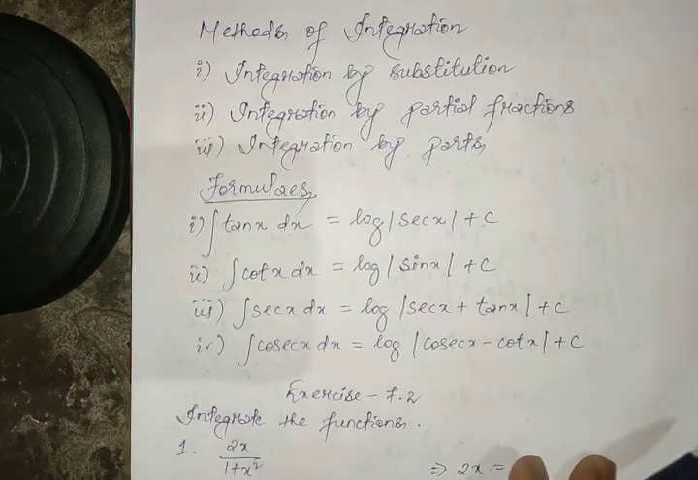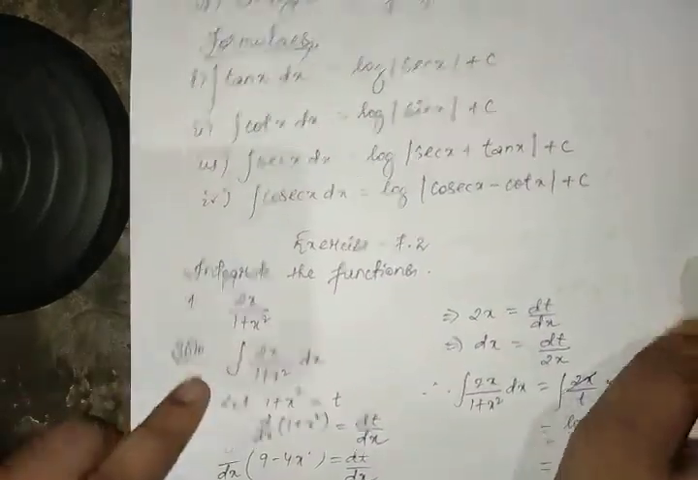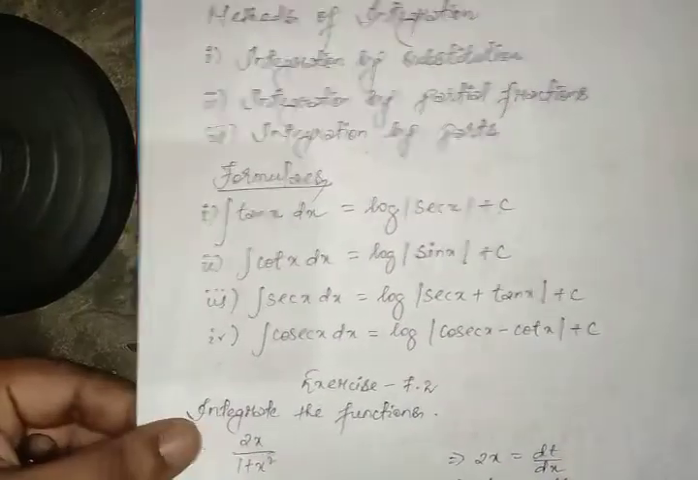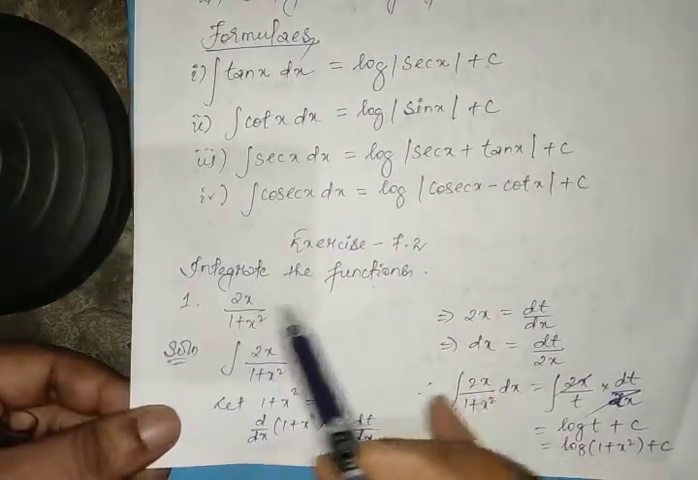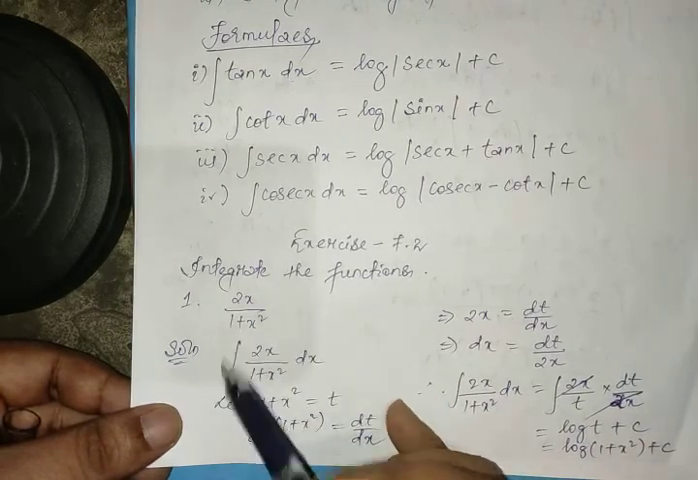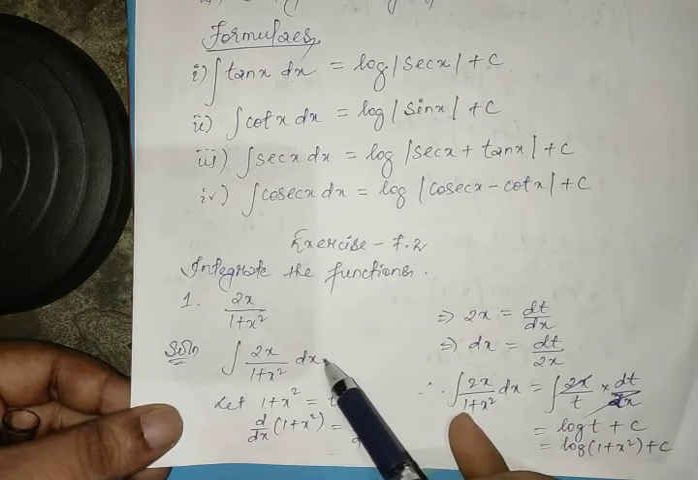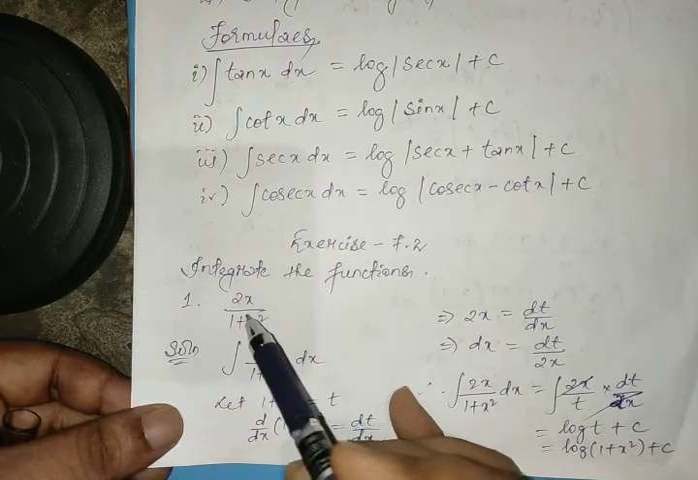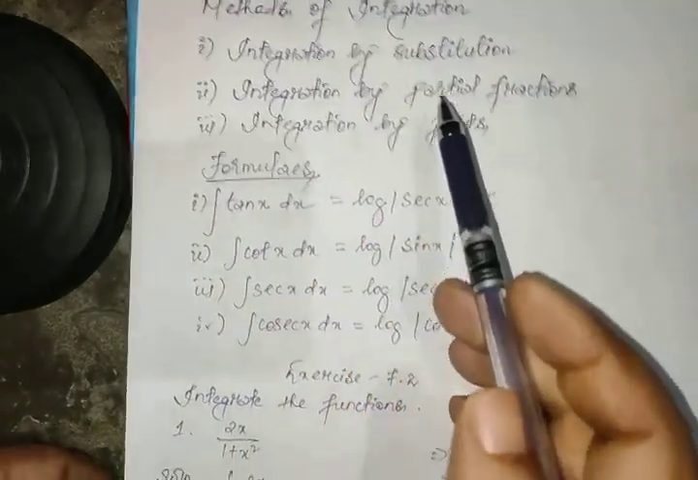So now let us do exercise 7.2. Question number 1, integrate the functions. Here we have a function 2x by 1 plus x square, so we have to integrate this part. You put an integration sign and then you write dx. In this function we have to use the method of integration by substitution.